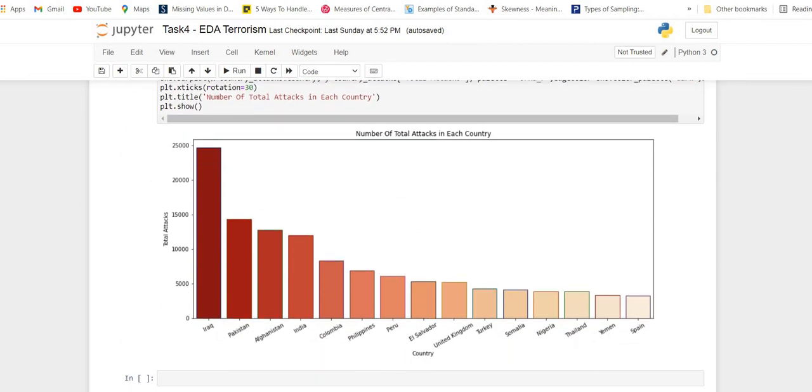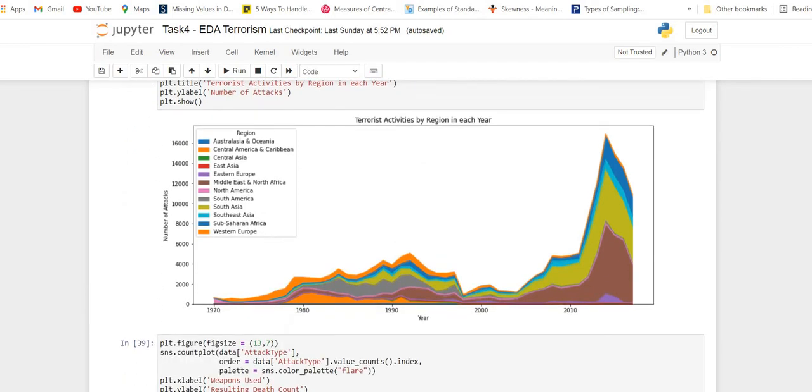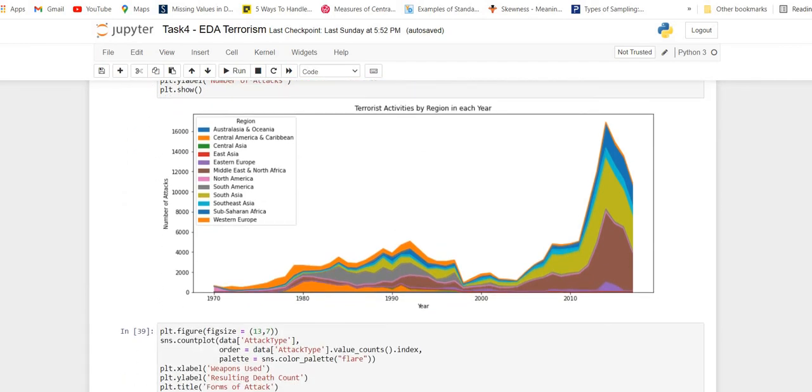Also, you can see the total number of attacks in each of the countries, where Iraq has the highest number of terrorist attacks, followed by Pakistan, Afghanistan, and India. And the terrorist activities by each region, you can see here Australia and Oceania. In 2010, it had the highest number of terror attacks.